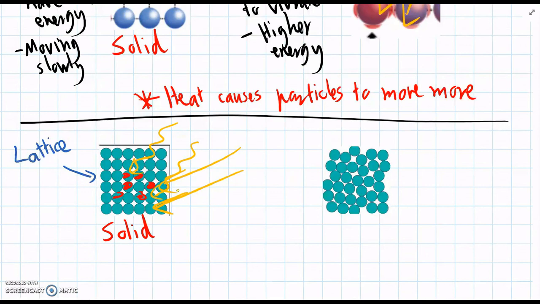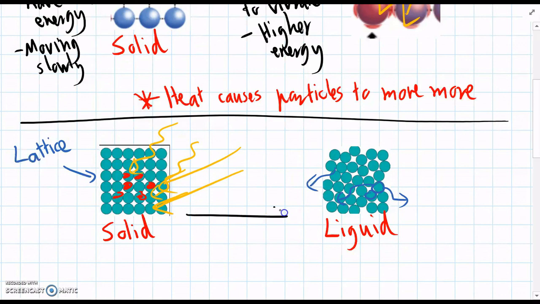And as soon as they start being able to flow past each other, then they've become a liquid. So we can see here, the particles aren't attached together anymore. They're able to flow and move around. So now we've actually changed the state. We've melted the solid.